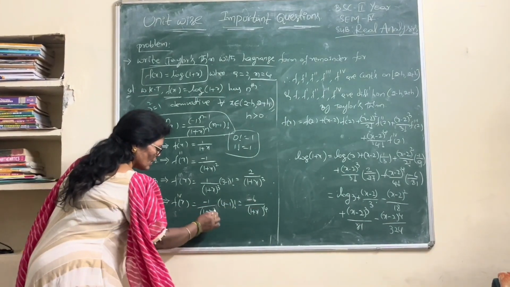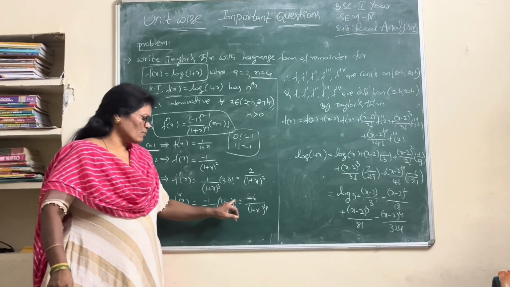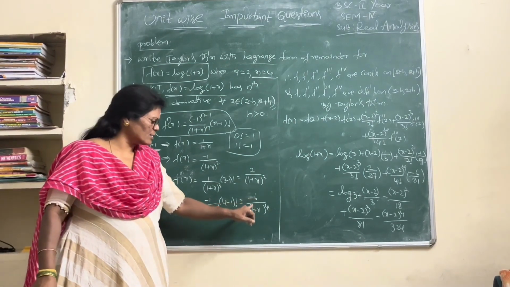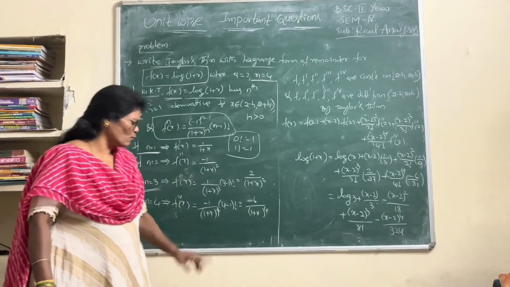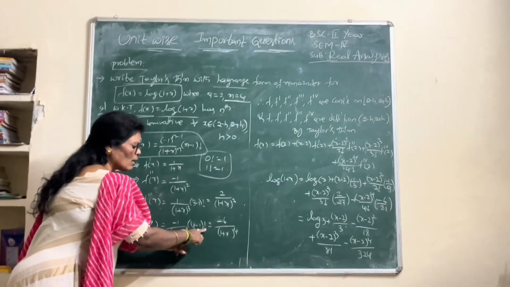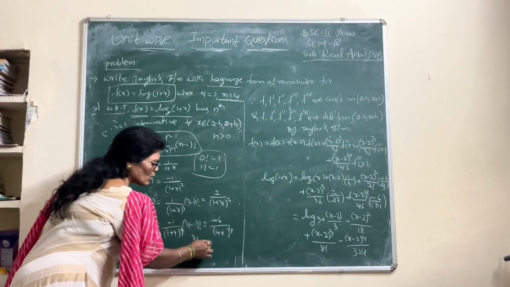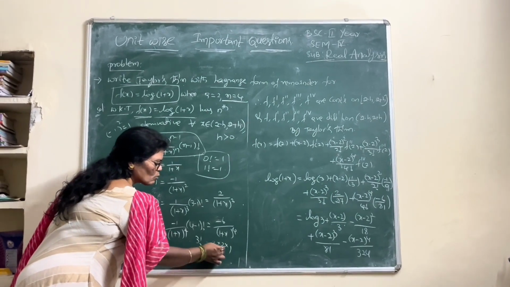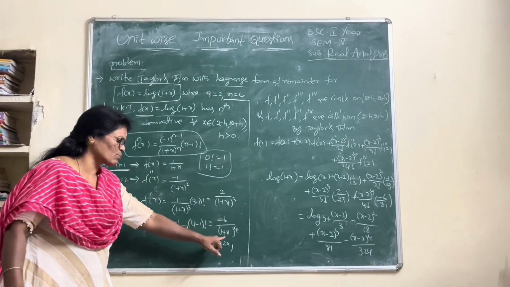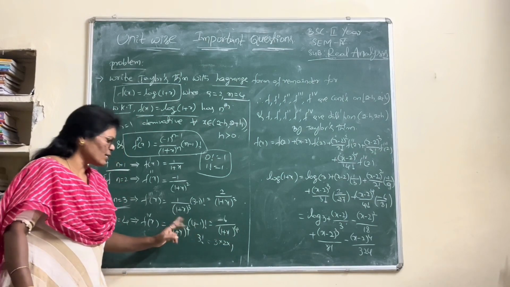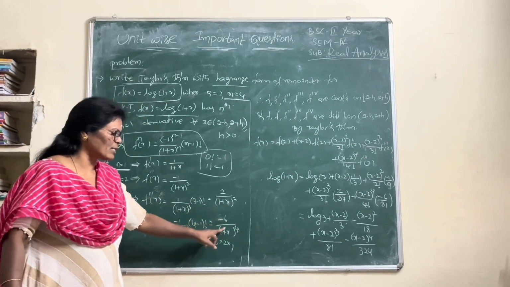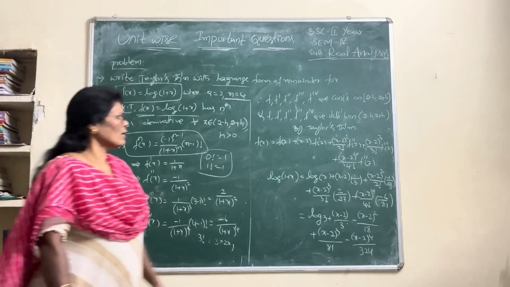Sorry, it is 4. 4 minus 1 factorial, it should be equal to minus 6 by (1 plus x) whole power 4. Because 4 minus 1 factorial means 3 factorial. We can write 3 into 2 into 1. 3 2s are 6, 6 1s are 6. So 6 by (1 plus x) whole power 4. Minus will come. So that's what we are getting, minus 6 by (1 plus x) whole power 4.